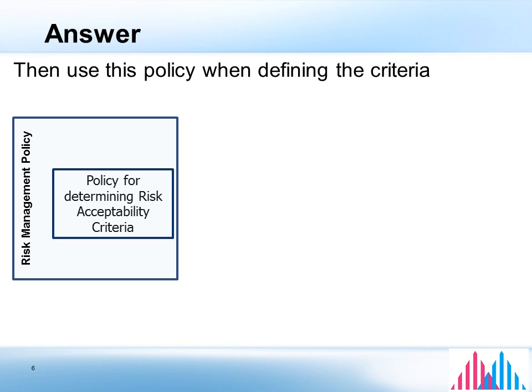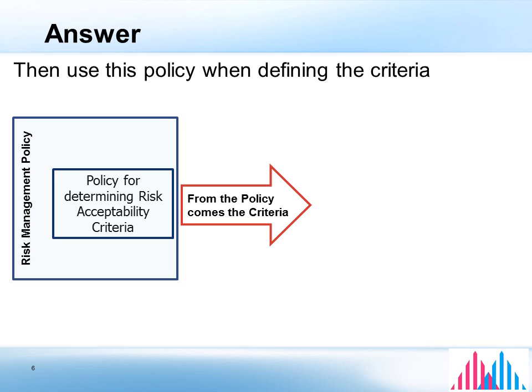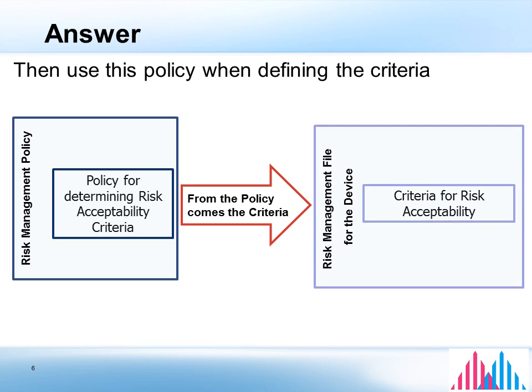The second stage in the answer is to use that policy when defining the risk acceptability criteria. So on the left on this slide, you'll see an overall risk management policy, which includes the policy for determining risk acceptability criteria. And then from this policy comes the actual criteria for risk acceptability, which is documented in the risk management file for the particular device.